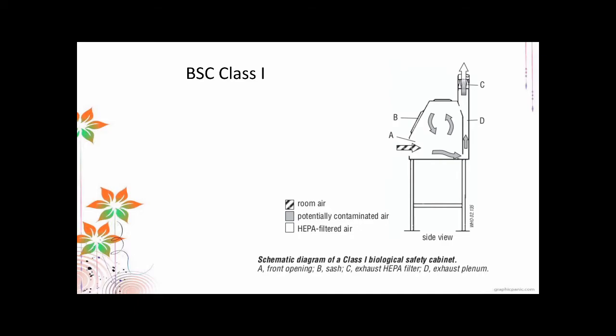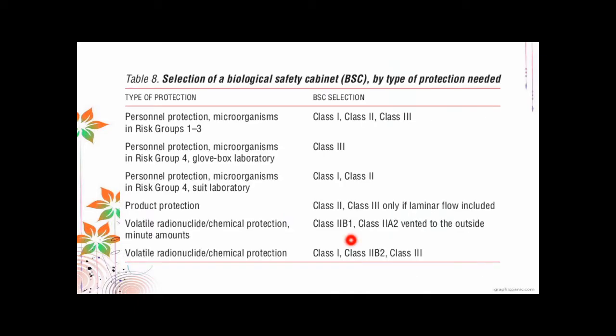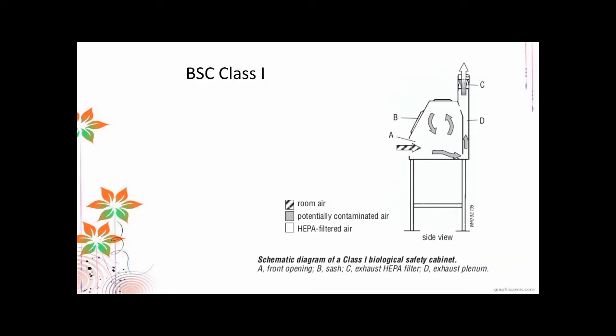That is why in our selection here, if you want to protect the product, the one you are working on, you do not use a class 1 cabinet, because the main feature of the class 1 is that it allows ambient air to go in. It only filters the exiting air, because once the air enters the work area, it is considered contaminated. So it must be filtered when it goes out.